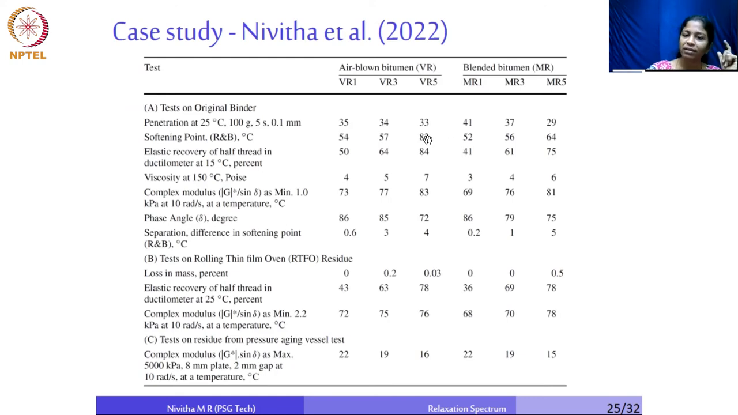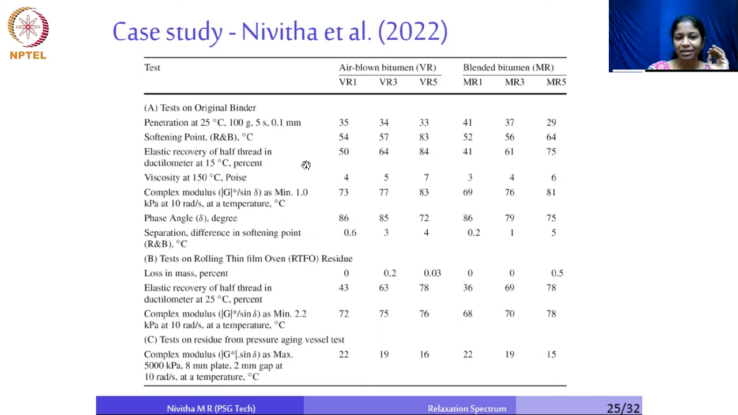But if you look at 5% dosage, you can see VR has a softening point of 83, whereas MR has only 64, right? So the physical properties are different. It varies depending on the dosage and the type of base binder. So you can read the paper for further details.